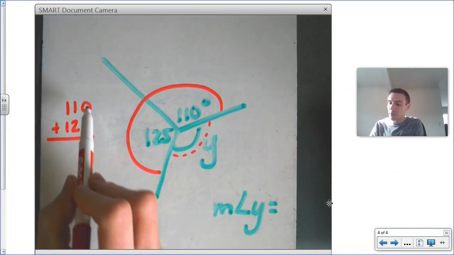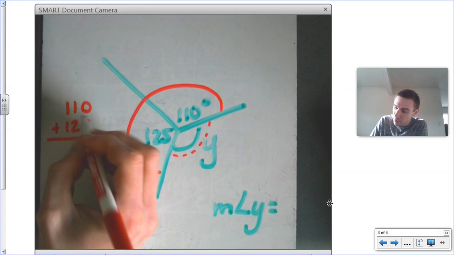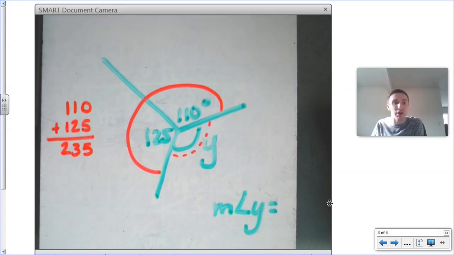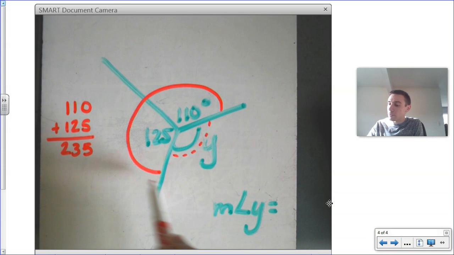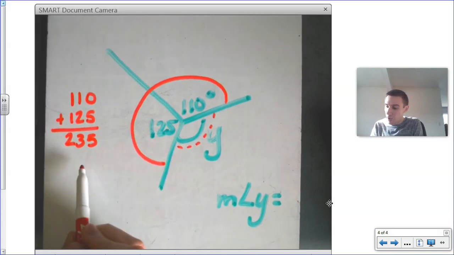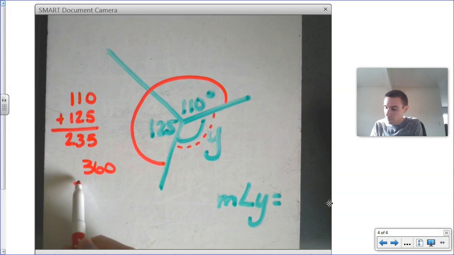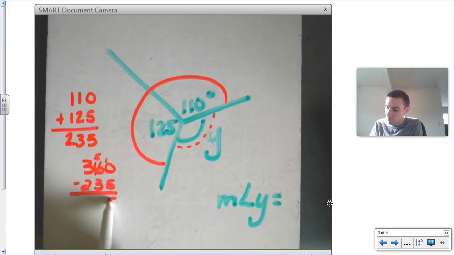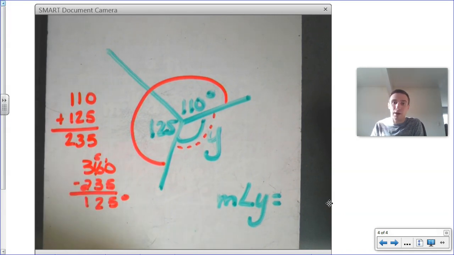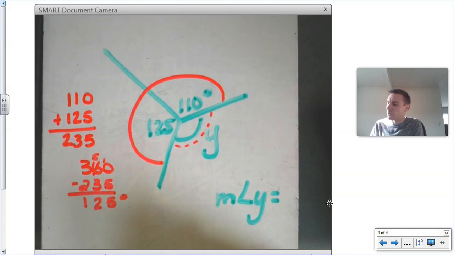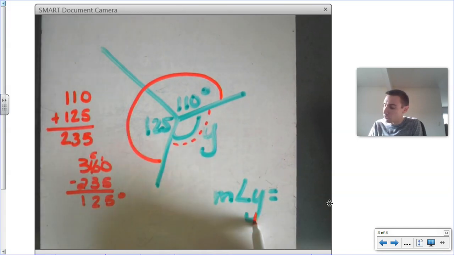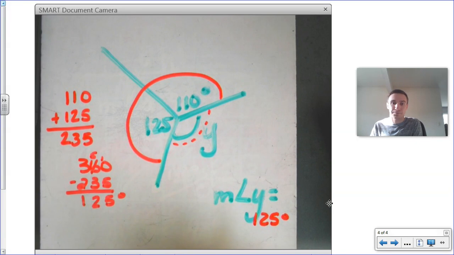So I'm going to go ahead and add 110 plus 125, which is going to give me 235 degrees. What's left over is going to be what y is equal to. Well, I know that going around this point is like going around a circle, and there's 360 degrees minus 235 degrees, and I'm going to be left with 125 degrees in angle y. I almost said point y, and I realized that wasn't correct. So the measure of angle y is 125 degrees.